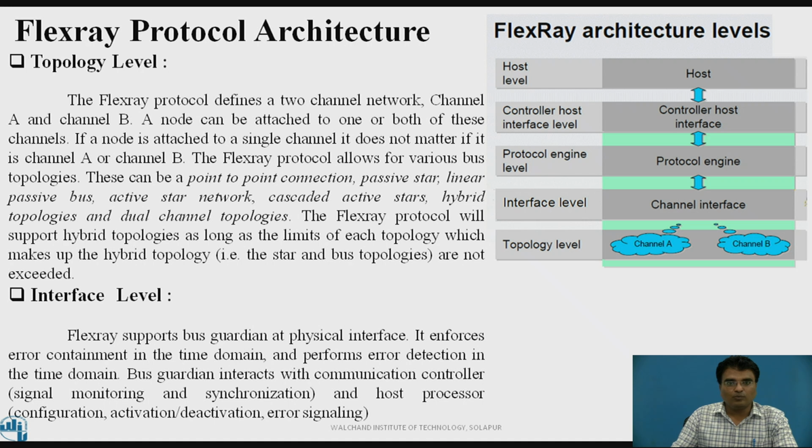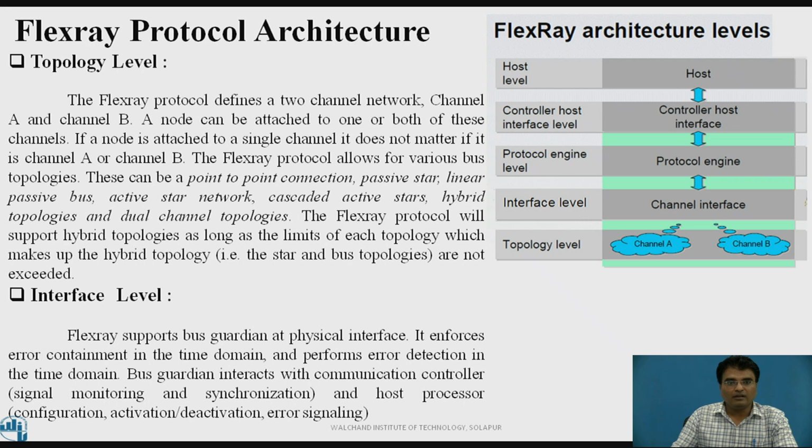These can be a point-to-point connection, passive star, linear passive bus, active star network, cascaded active stars, hybrid topologies and dual channel topologies. The FlexRay protocol will support a hybrid topology as long as the limits of each topology which makes up the hybrid topology, that is the star and bus topologies, are not exceeded.